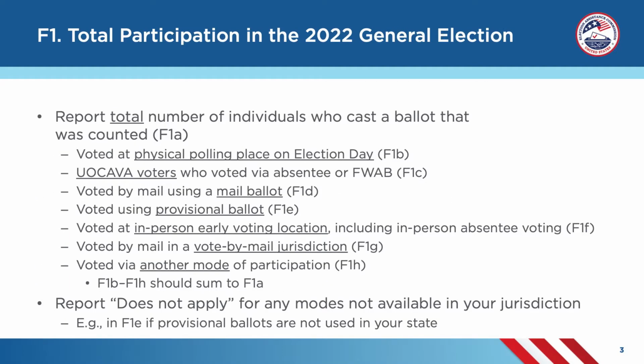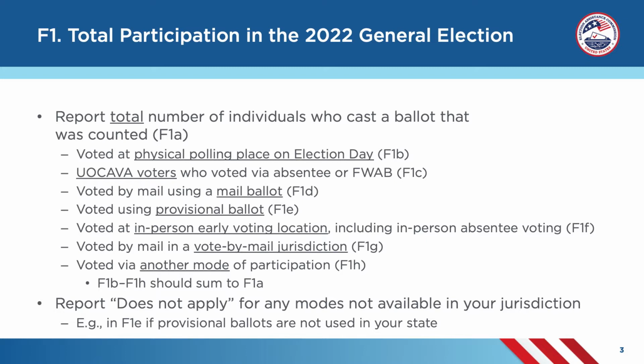Question F1 asks about the total number of voters who cast a ballot that was counted for the 2022 general election from your jurisdiction. You'll first report the total number in F1A, and then in the sub-questions, you'll break this down according to the mode by which these ballots were cast. Question F1B is for individuals who voted at a physical polling place on Election Day, and this should not include people who submitted a provisional ballot or who dropped off their absentee or mail ballot at a physical polling place.